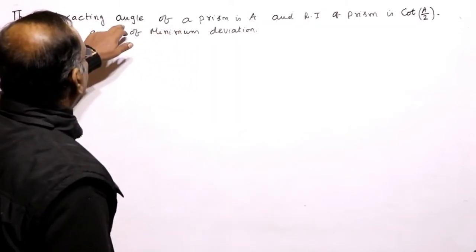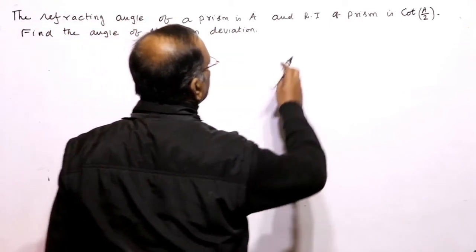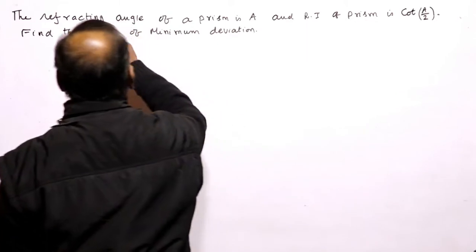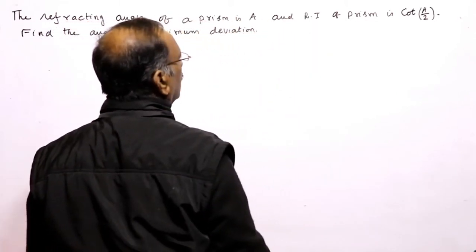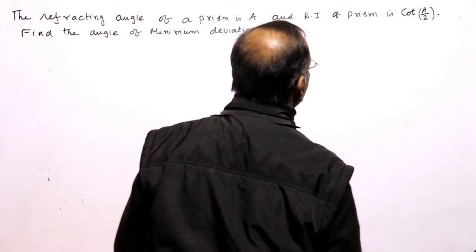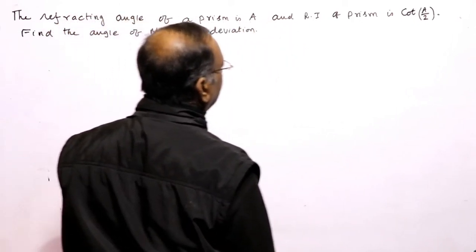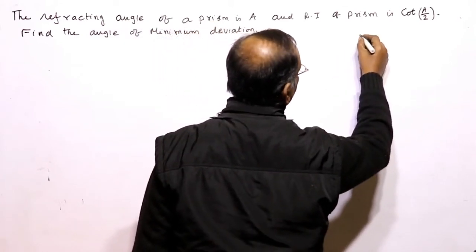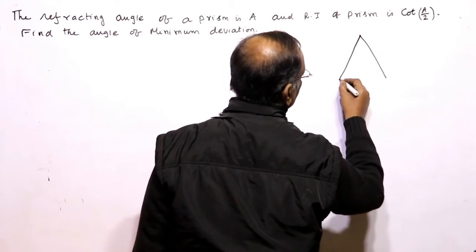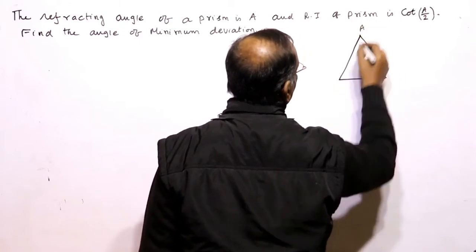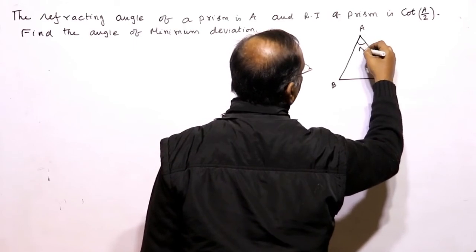The refracting angle of a prism is A, and the refractive index of the prism is cot A by 2. Find the angle of minimum deviation. This is a prism. Side AB and side AC, this is the angle of prism.